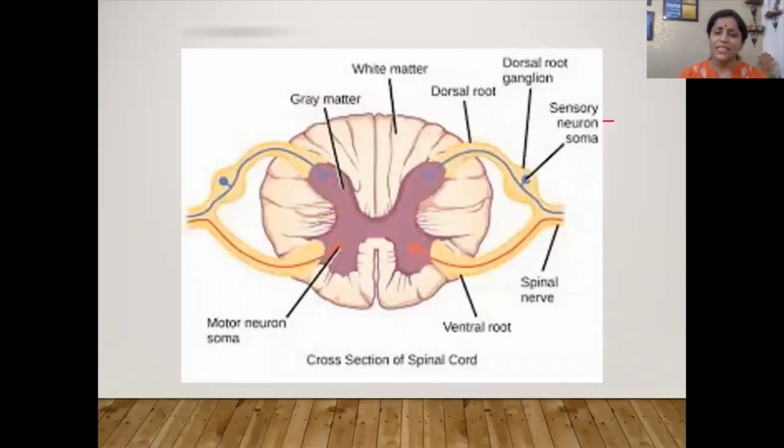Moving ahead, let's have a quick look at the cross section of the spinal cord. The anterior part is motor, the posterior part is sensory. The sensory neuron enters the spinal cord via the posterior or dorsal root ganglion. Let me define the ganglion. A collection of nerve cell bodies outside the central nervous system is a ganglion, whereas a collection of nerve cell bodies inside the central nervous system is a nucleus.